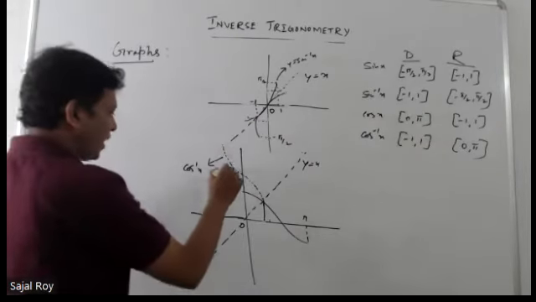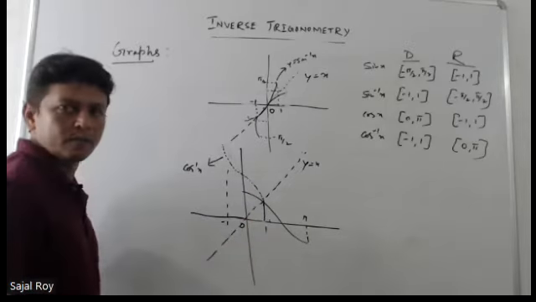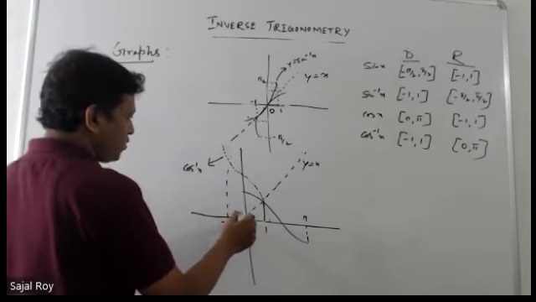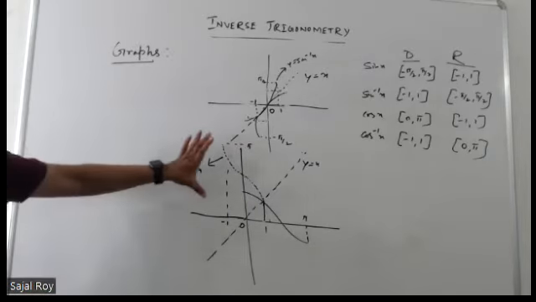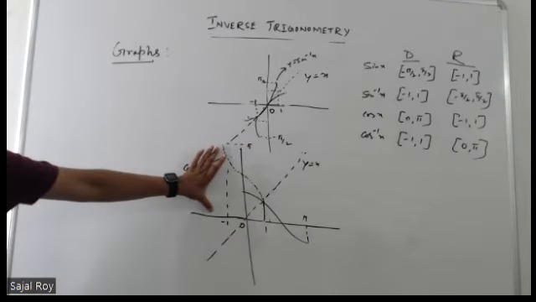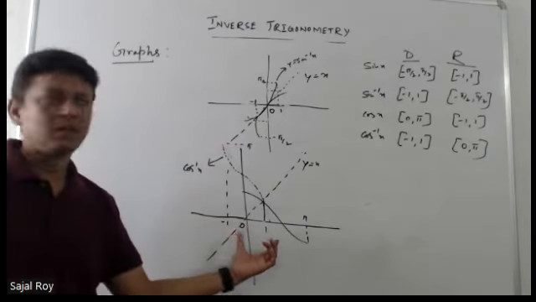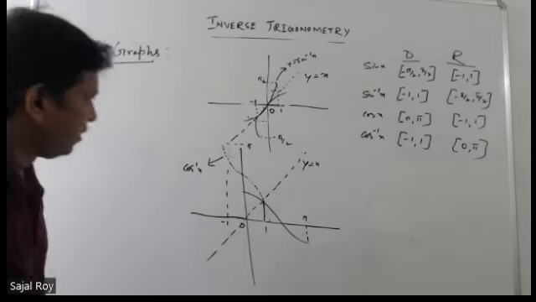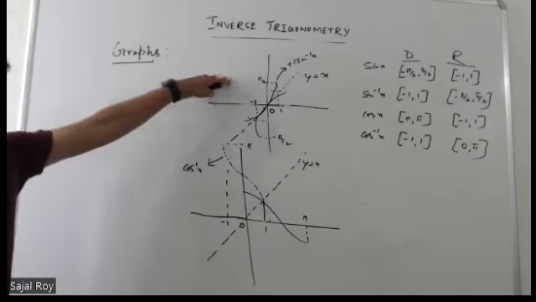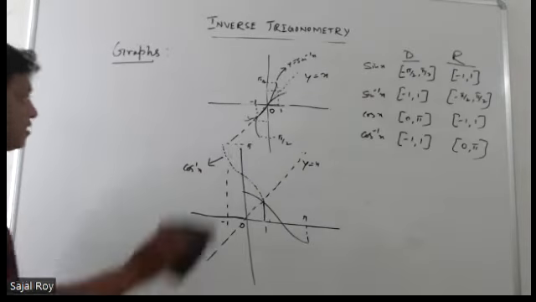So your domain is confined between -1 and 1, and your range is 0 to pi. This one is your pi. The range of the graph is 0 to pi, and the domain is this one. So that's true. Clear? So this is about sine inverse x and cos inverse x. Let me draw another important one, that is tan inverse x.